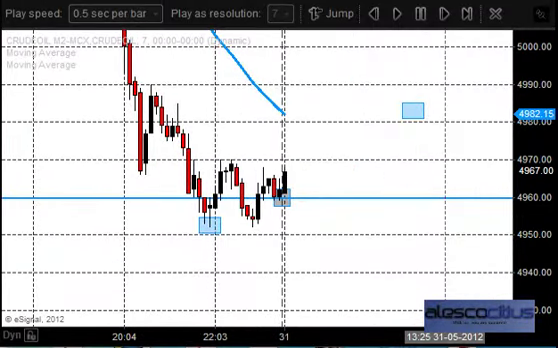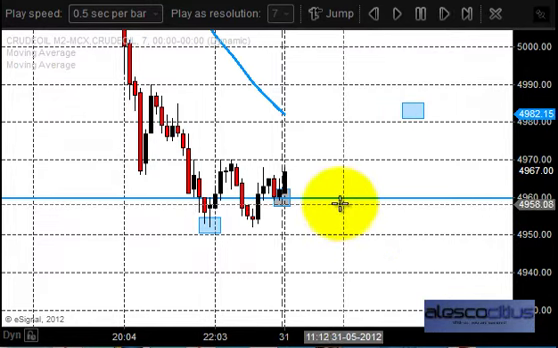Good morning. In this presentation, we are going to see how we can trade in MCX crude oil today. Before looking into that, let us see what happened yesterday and what we expected yesterday. Yesterday, crude oil market opened near 4,960.